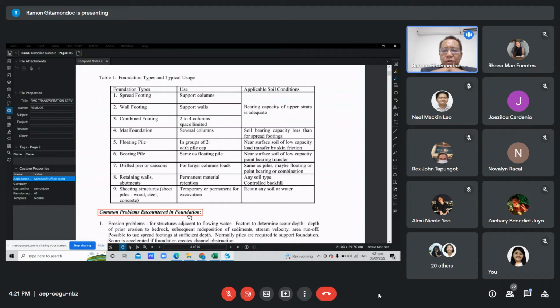So applicable soil condition is when we need to retain any soil or water. So we use sheeting structures.